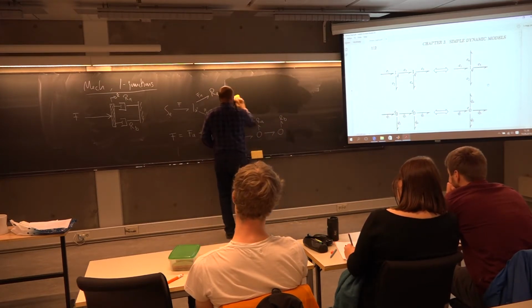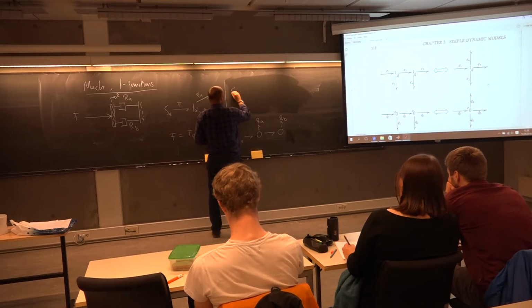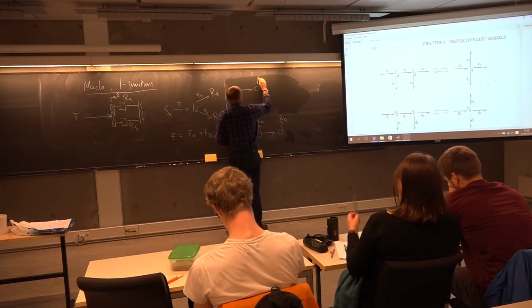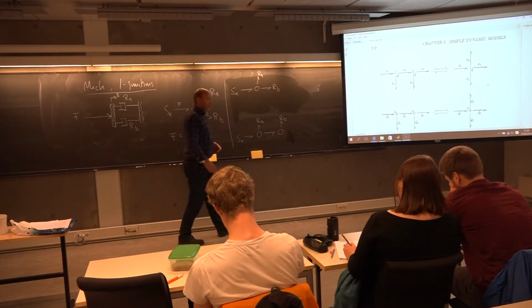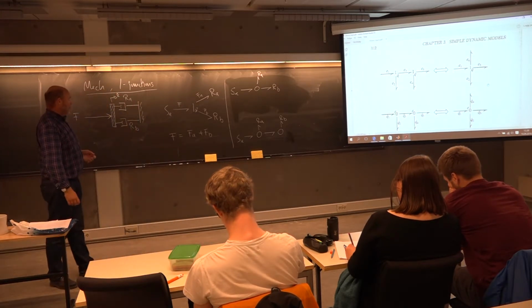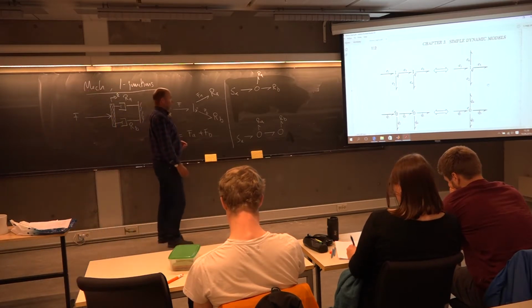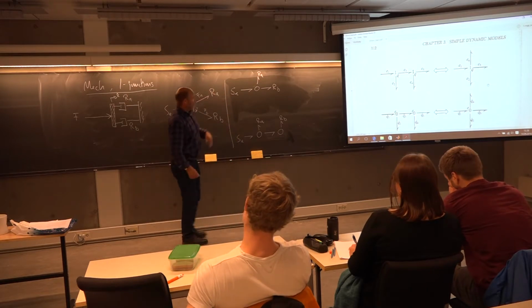So this bond graph can be simplified to something that looks like this. Effort source hitting 1, 0. So you will now have resistance A, RA, and resistance B. And when you have two resistances like that, you can simply sum them directly. But for now, we just leave it like that.